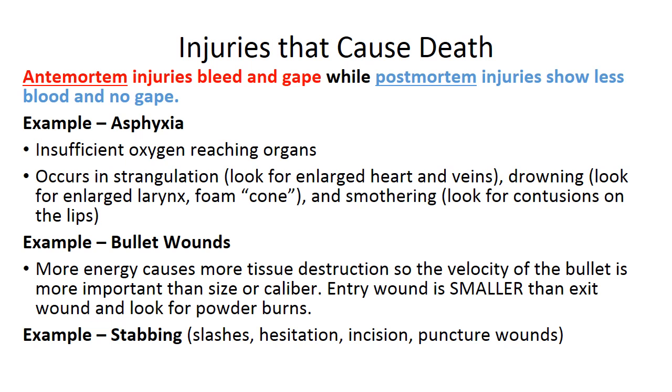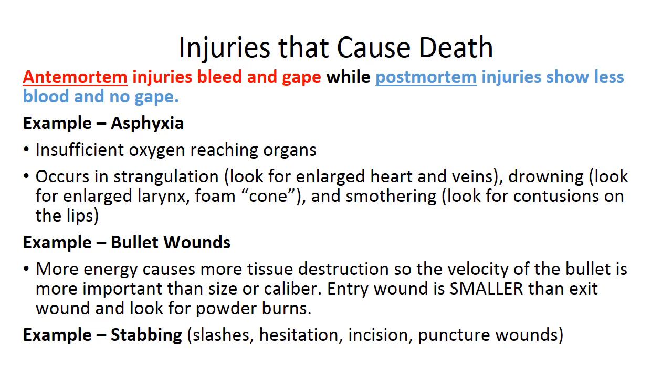For asphyxia, so if there's insufficient oxygen, you asphyxiate. In strangulation, the heart and veins are enlarged. In drowning, it's the larynx that enlarges. Smothering, so hold something over somebody's face, you'll get bruises on the lips, contusions on the lips.